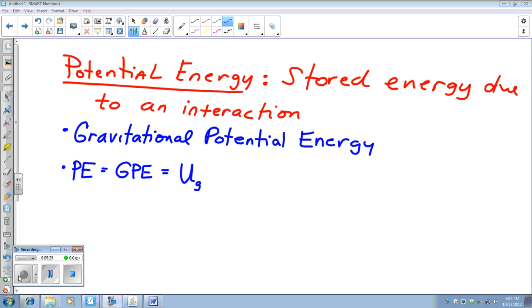Just a reminder that the equation for potential energy is going to be mass times gravity times height. So we have to think about the mass of the object in kilograms, the gravitational pull on that object, which on Earth is 9.8 meters per second squared, and the height that that object is sitting at.